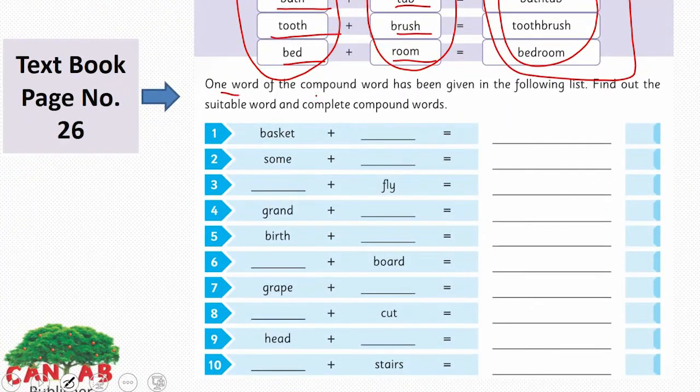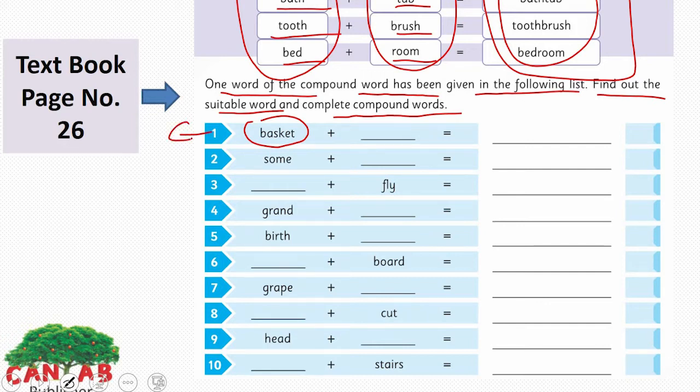Now look at here, one of the compound word has been given in the following list. Find out the suitable word and complete compound words here. We have been given the one word of each compound word. So you have to complete it. Look at the first one here, basket. Let me give you a clue. Here, this compound word belongs to sports. A game here. What will be the right word here? Yes, basketball. It's a basketball.